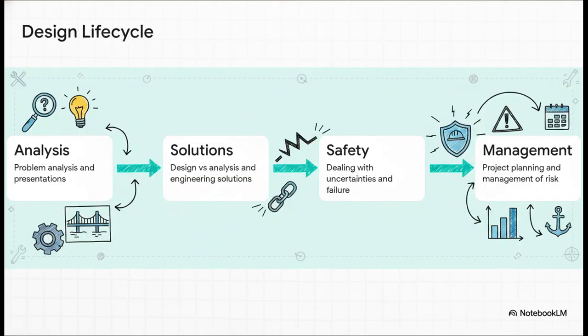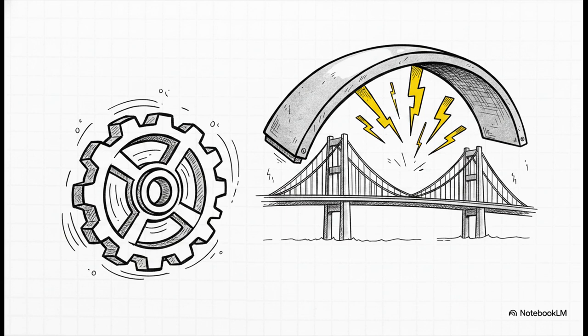Moving right along to Module 2, this is the engineering design process lifecycle, from problem analysis and presentations to design versus analysis, dealing with uncertainties, and finally, project planning and risk management. This brilliantly illustrates that your designs do not exist in a vacuum. Whether you're designing a high-speed mechanical rotor or a massive civil infrastructure bridge, you have to deal with uncertainties. Managing failure, ensuring safety, and understanding product liability, that is what keeps the public safe from catastrophic events.